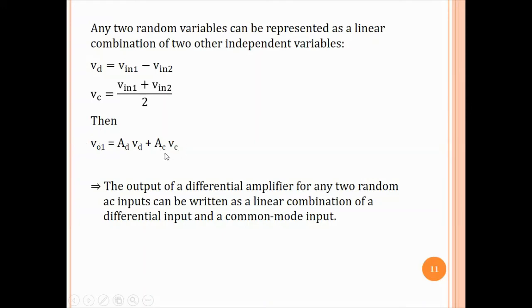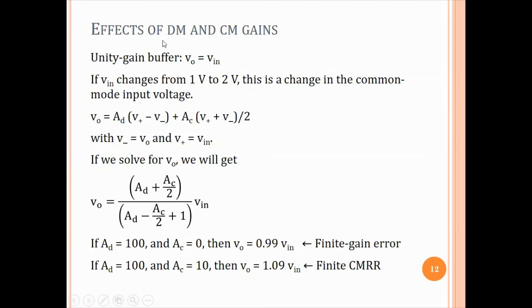Alright, so this is how you find the output of a differential amplifier for arbitrary input voltages. Because I want to discuss this effect of differential mode and common mode gains on an amplifier that has negative feedback. This doesn't get discussed commonly, and I think it's an important thing to understand and learn about. So let us say we have a unity gain buffer circuit, right?